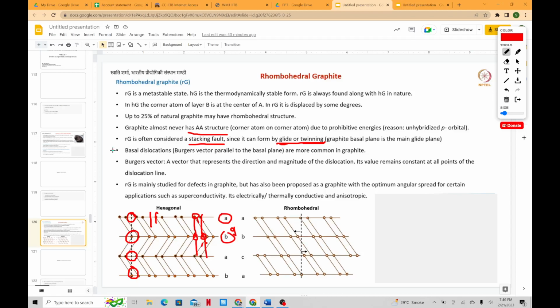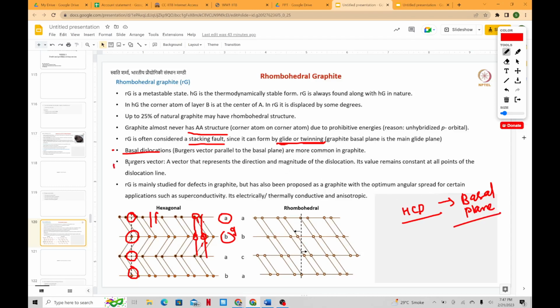it will be very easy to learn, right? Now, the basal dislocations. The Burgers vector is parallel to the basal planes. Basal planes are the planes through which the glide will take place. In any crystal structure, if I give you an HCP, or hexagonal close pack, you should know what the basal plane of it is, through which the dislocation will take place. Or more common in graphite.